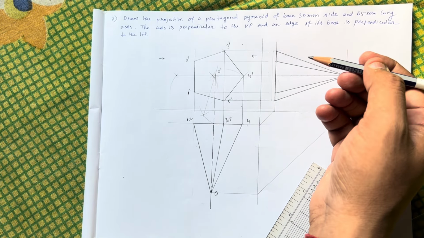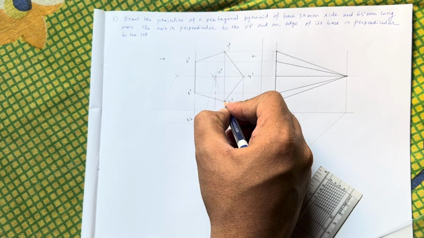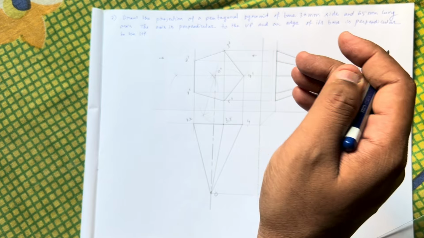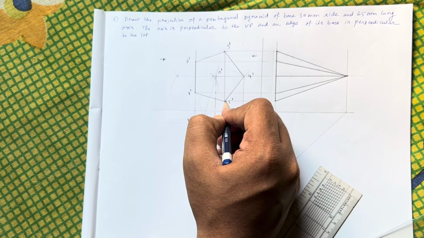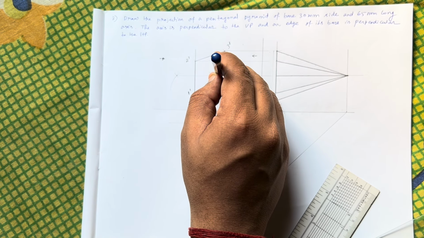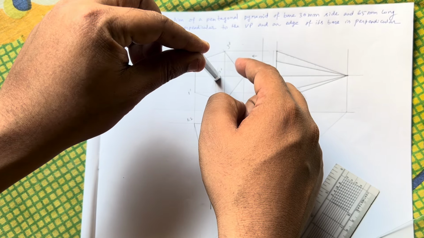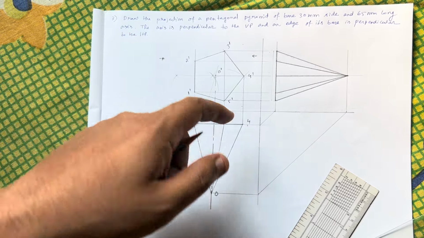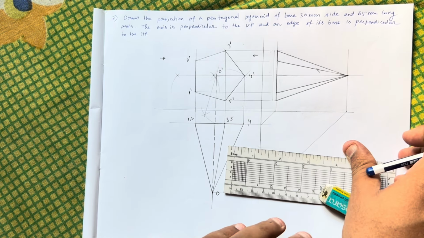If you see from here, this edge you can see, this edge and this edge you can see, but these are invisible because these are behind the pyramid. Now if you see from here, you see these four edges are seen, but this edge is invisible. So for that, make it a dash line.